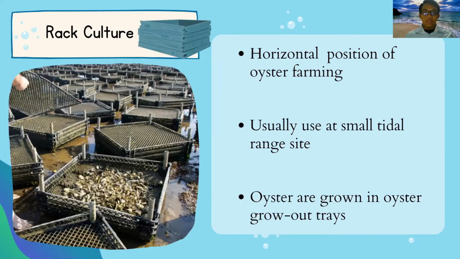The next method is rag culture. This method is different from rough culture because the oyster will be farmed horizontally. The oyster will be put in the oyster grow out trays and will be placed at a small tidal range site to make the harvesting process easier.